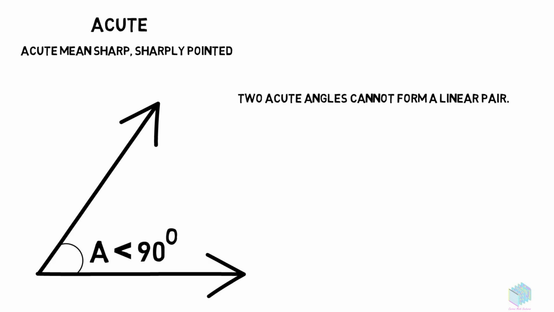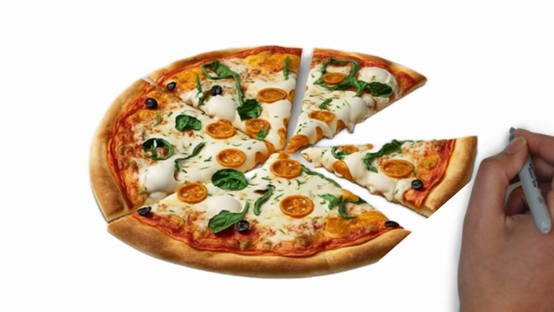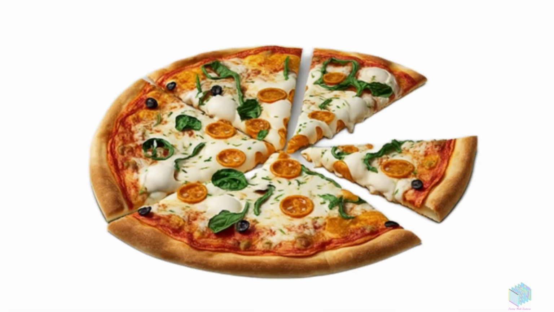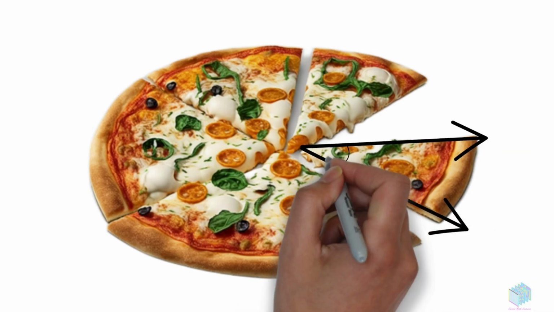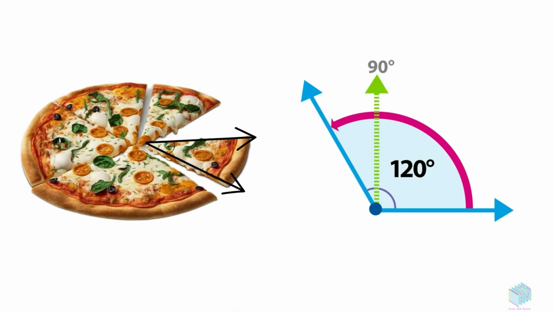Two acute angles cannot form a linear pair. A linear pair are two adjacent angles that sum to 180 degrees. We can find a real-life example of acute angles in pizza slices. If we slice a pizza into 5 or more slices, each slice of pizza will make an acute angle. The opposite of an acute angle is an obtuse angle, which is greater than 90 degrees and less than 180 degrees. Together, acute and obtuse angles are fundamental concepts in geometry.